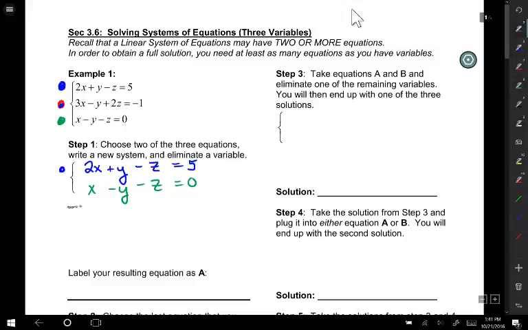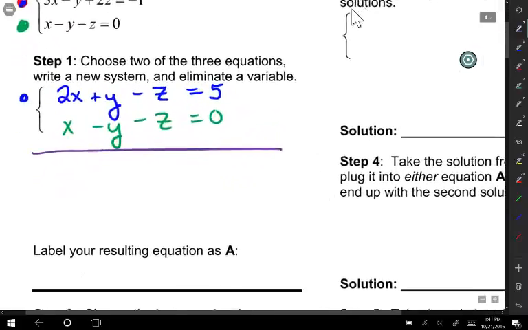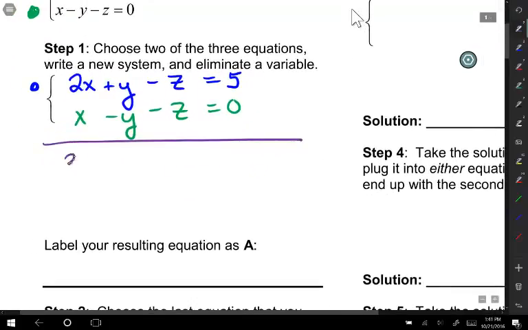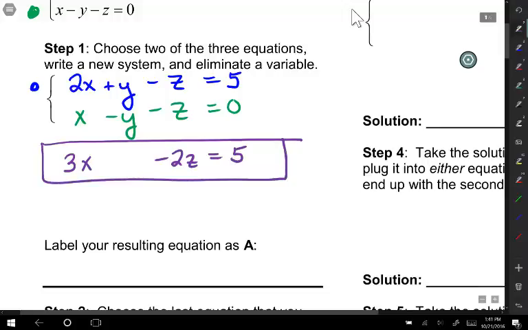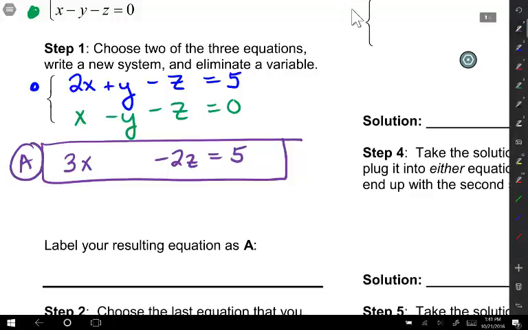So we're going to combine these 2 equations, and the purpose of those, once again, was to drop out the y's. So we have 3x minus 2z equals 5. I'm going to put a box around that, and I'm going to call that equation A. That is our first equation of a line. So I have one line. What do I need to now find?